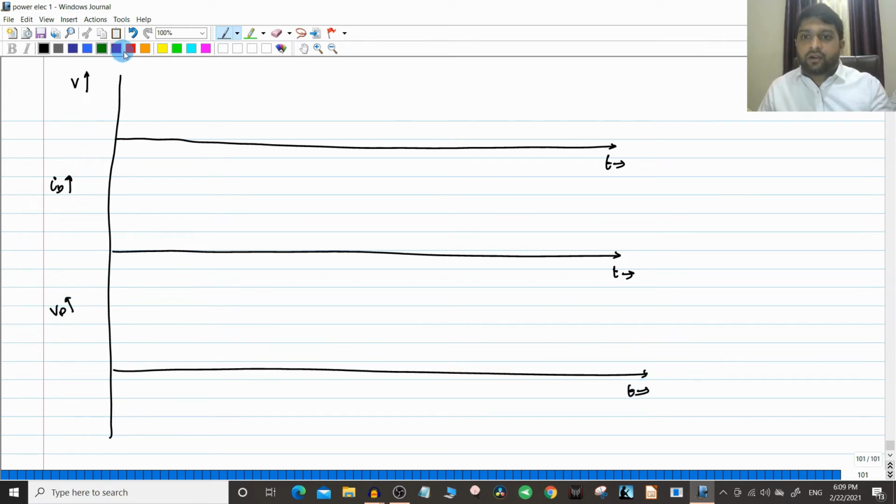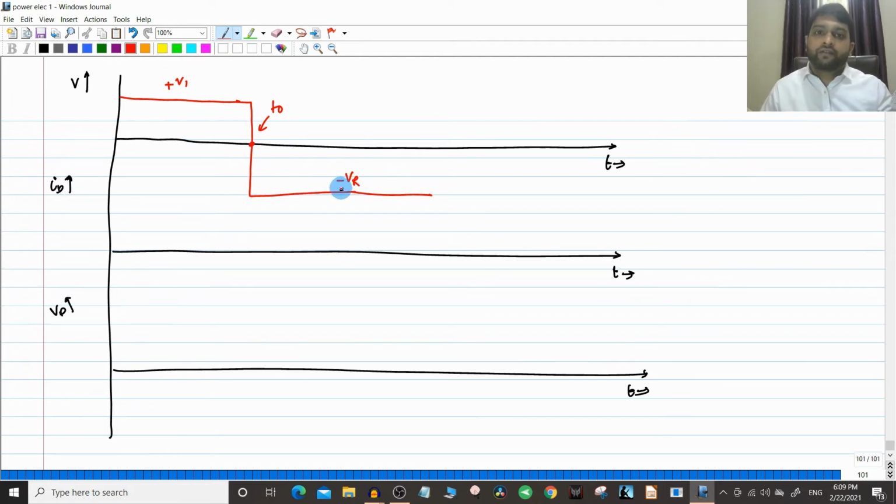Now, the applied voltage is initially forward bias, positive voltage plus V1. At time t0, you are switching the voltage to reverse bias condition, so this voltage you can call minus VR. Here you are having forward voltage, here you are having reverse voltage. So this T0 will be drawn down like this. This is also T0 here.